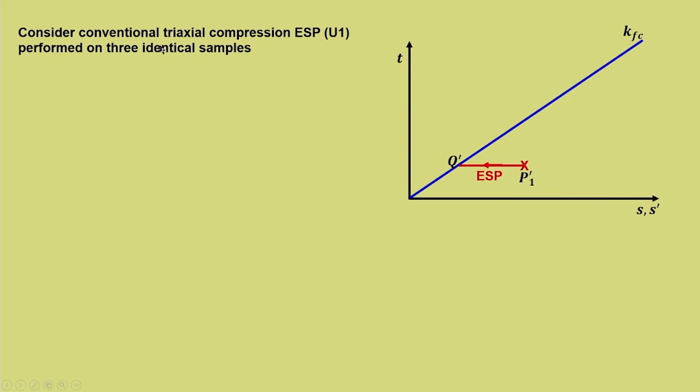So, now consider the conventional triaxial compression ESP, that is U1, performed on 3 identical samples. We are just going to see how things will be different if we perform a triaxial compression test. Now, U1 is familiar to you because we have already discussed this when we discussed undrained triaxial stress path. So, please refer to U1 as a typical undrained stress path.